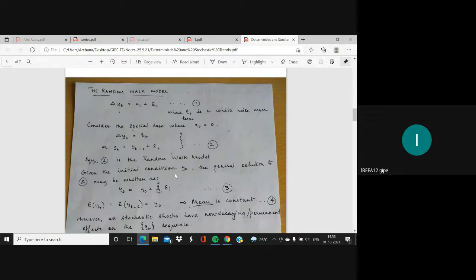Now, given the initial condition y naught, the general solution to 2 may be written this way. If you want, you can take a minute and write the general solution. If you take equation 2 and keep iterating forward, then this is the general solution that you'll find. Would you like to take a minute and derive that general solution?